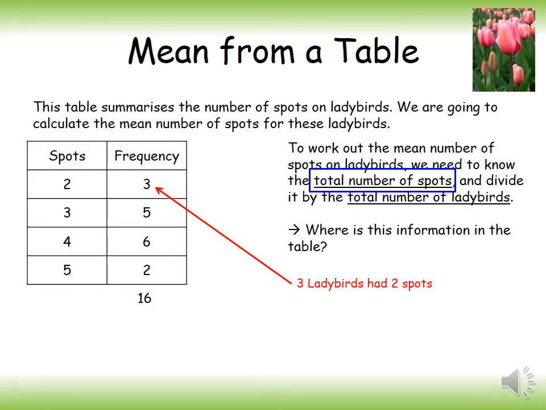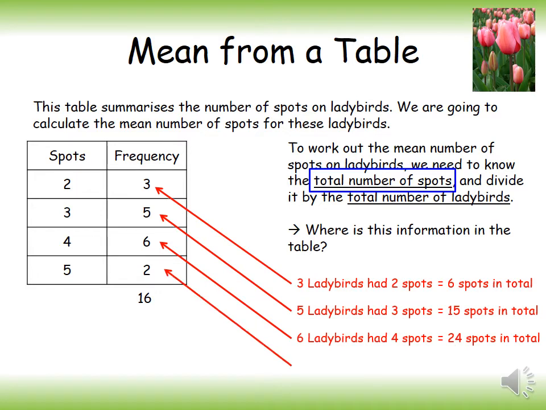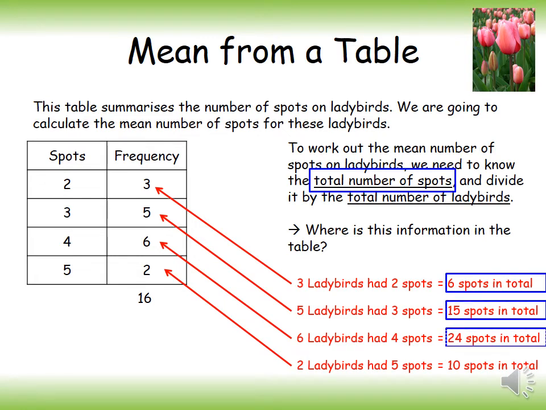So we know that 3 ladybirds had 2 spots, so that makes 6 spots. 3 times 2 is of course 6. And then 5 of them had 3 spots, so that is 15 spots. And so on. Okay, so now we need to do a total of these numbers, which is 6, 15 and 24. Sorry, I missed off 10.